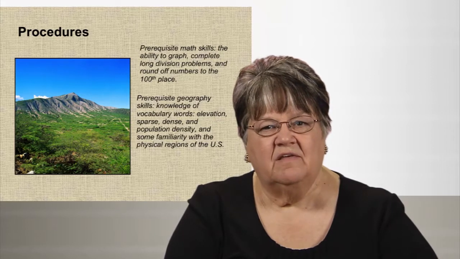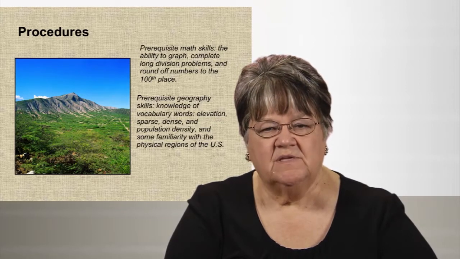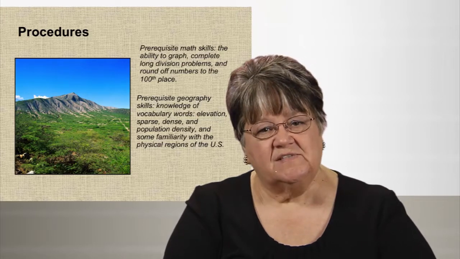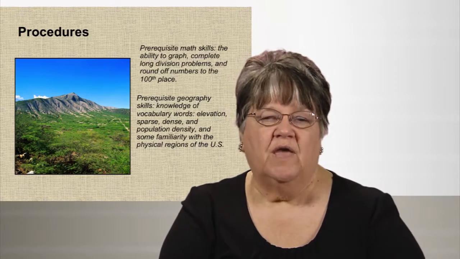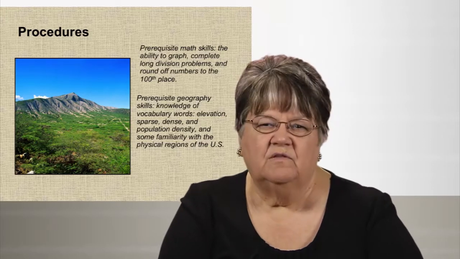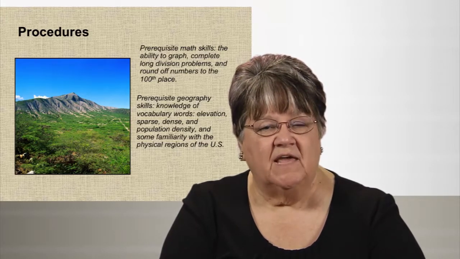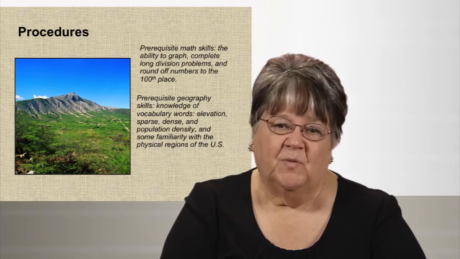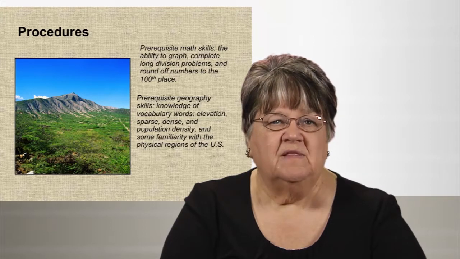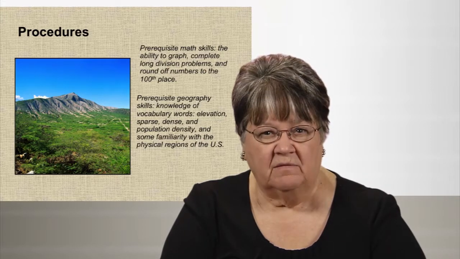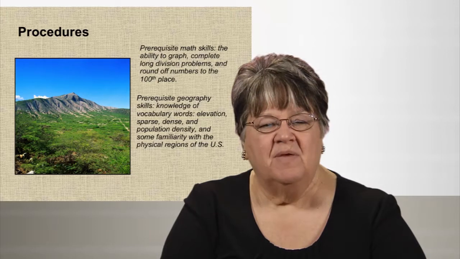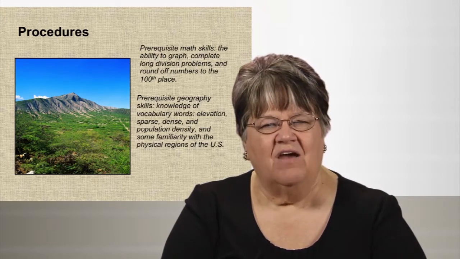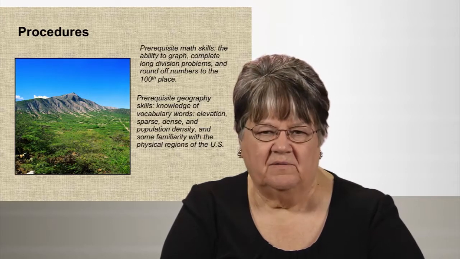Prerequisites for math are that they need to be able to do long division problems and round off numbers to the 100th place. The prerequisite geography skills are that they should have some geography vocabulary behind them. They should understand that the word elevation means the height of land above sea level. Sparse means few, but in this case it's few people per square mile. Dense means many people per square mile. And when we talk about population density, it means the average people per square mile.